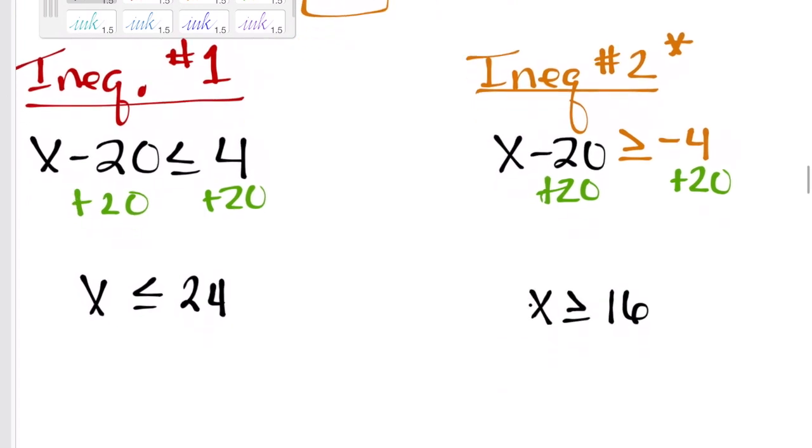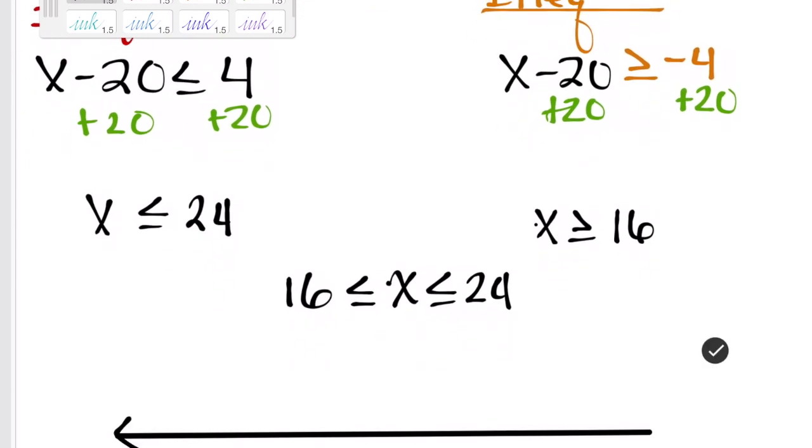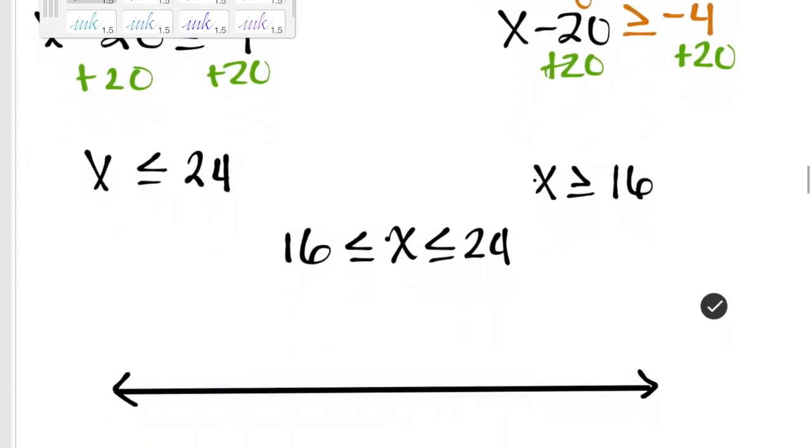So whenever I plug this into my final answer, I'm going to do least to greatest. So 16 is less than or equal to x, because we're opening up towards the x, and then x is less than or equal to 24. So when I'm graphing, those are the 2 numbers that I'm going to have on my graph. 16 is smaller, it goes first, and then 24.